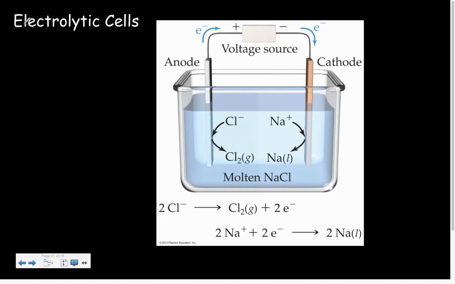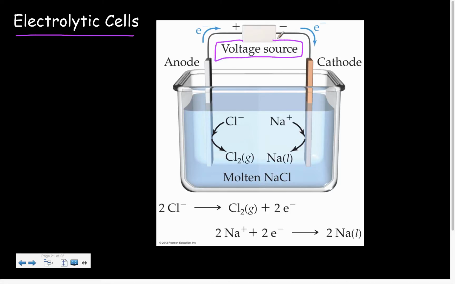Hello AP Chemistry and welcome to video number 4 covering electrolytic cells. These are different than galvanic cells, right? If we look at this picture, what key thing stands out as making this cell different from the other ones?